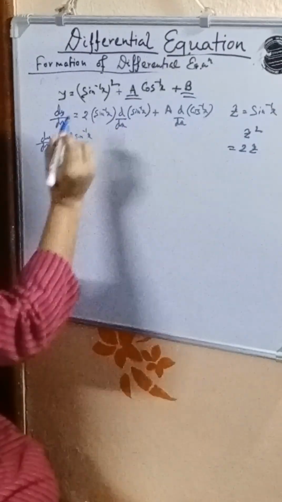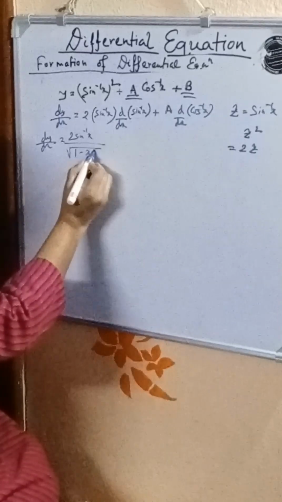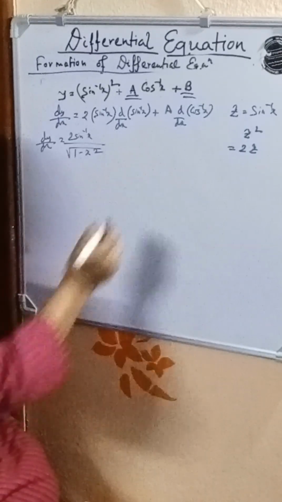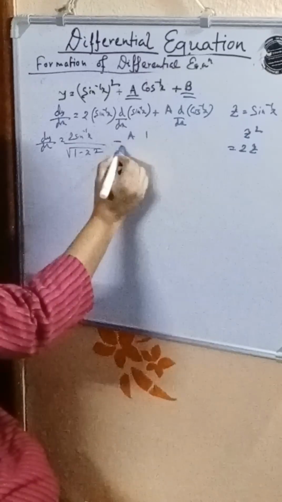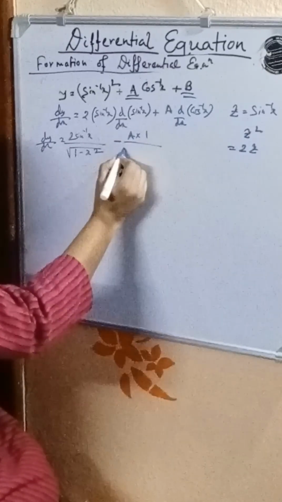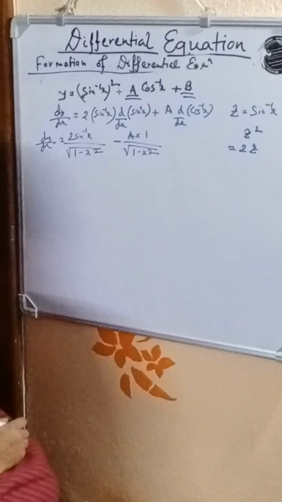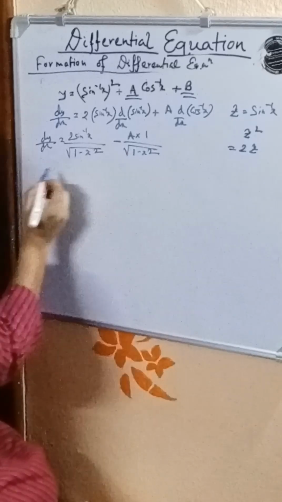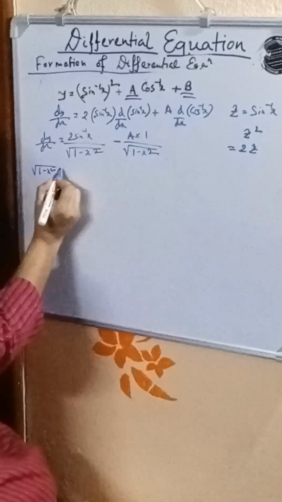The derivative of sin inverse x is 1 by root over 1 minus x square. And the derivative of cos inverse x is minus 1 by root over 1 minus x square. Now multiply both sides by root over 1 minus x square.